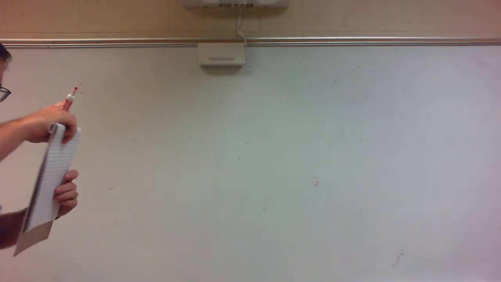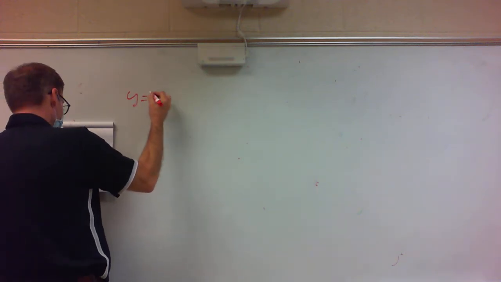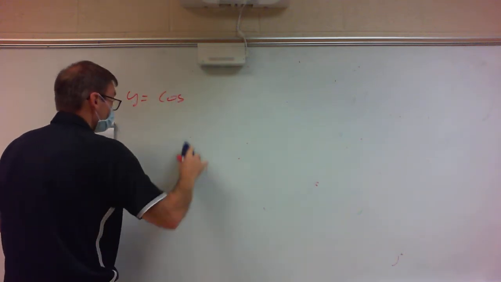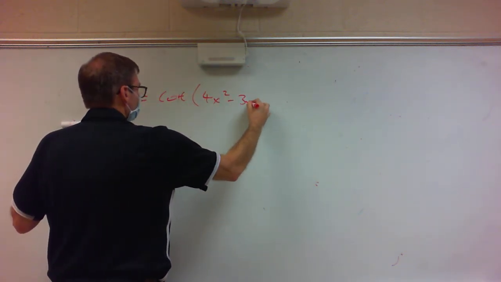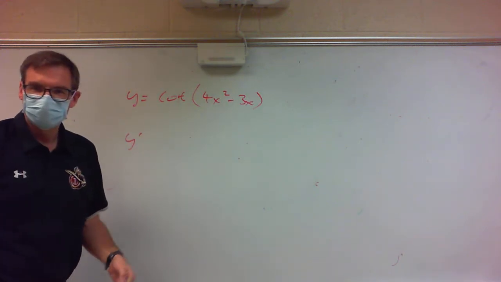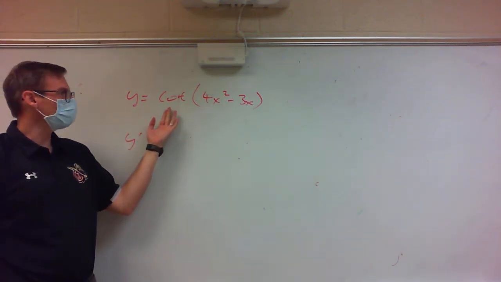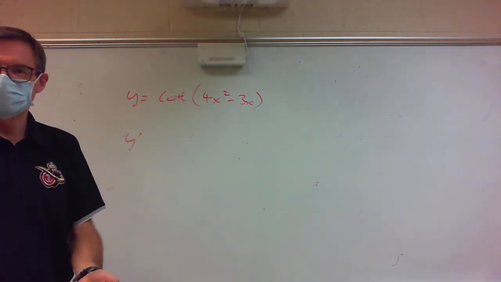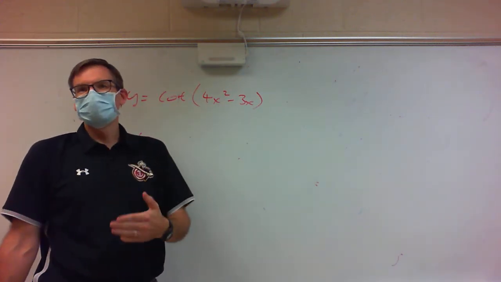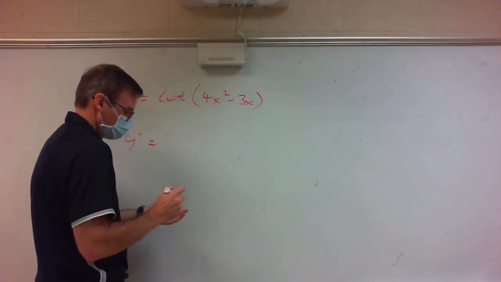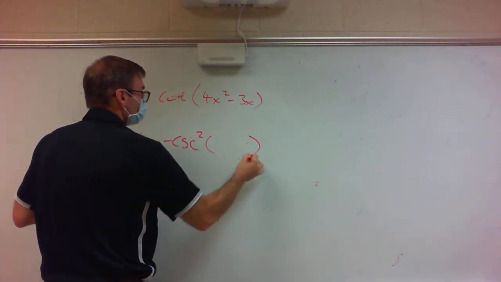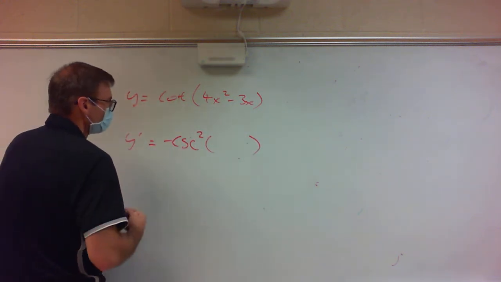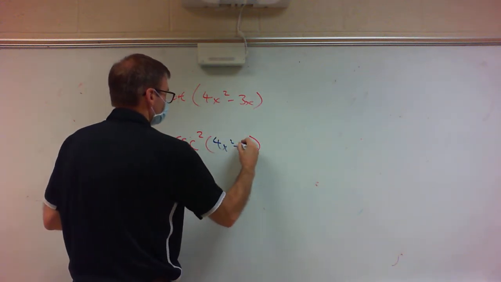For example, if I gave you y is equal to cotangent of 4x squared minus 3x, when I look at this, I see cotangent stuff. Everybody see cotangent stuff? Right? So the derivative of cotangent stuff is negative cosecant squared stuff, which is 4x squared minus 3x.